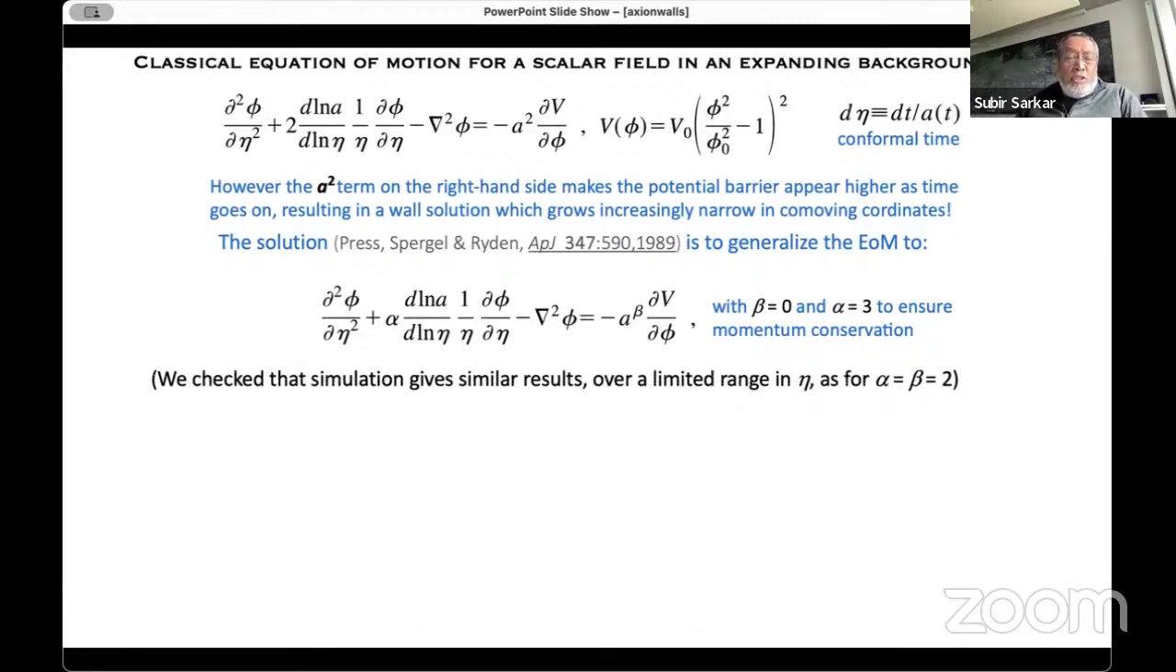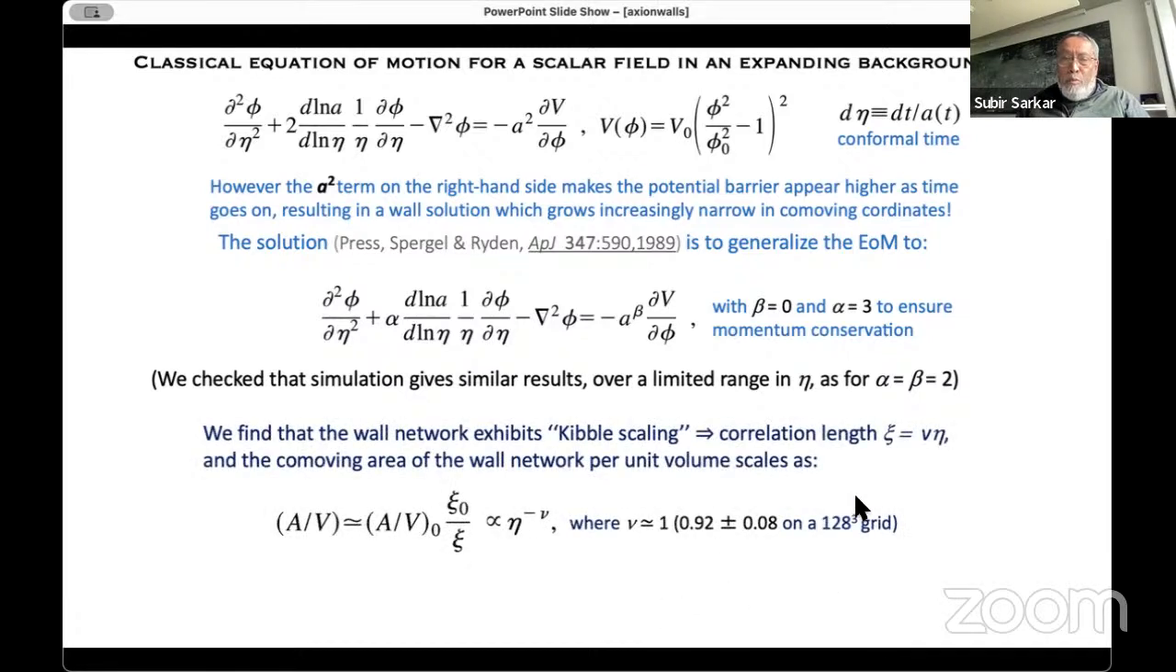When we did the simulation, we found that the results are very similar to what you get for alpha equal to beta equal to 2, which is the real situation, which we can do over a very limited range of conformal time. But we get agreement with that with this numerical trick. Now, these days, we used a 128 cubed grid. Today's simulations are being done with grids which are 1,000 times bigger, sort of a billion times larger.